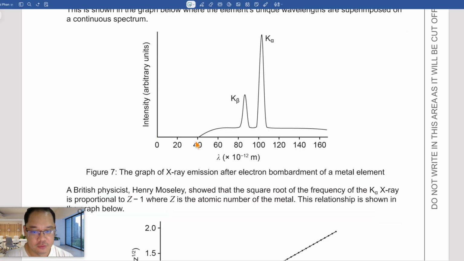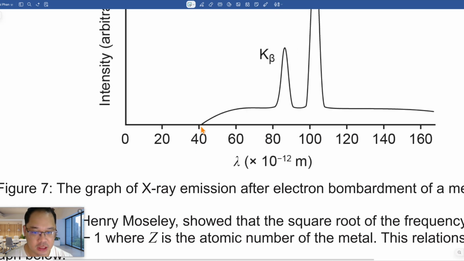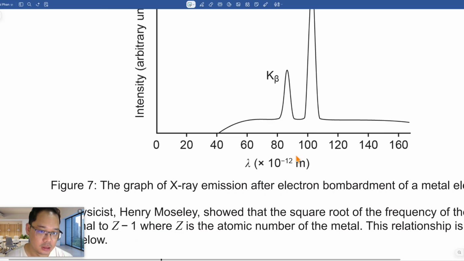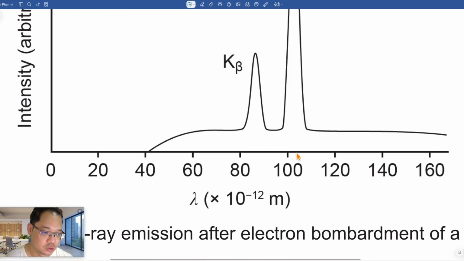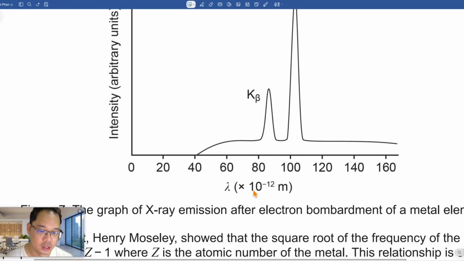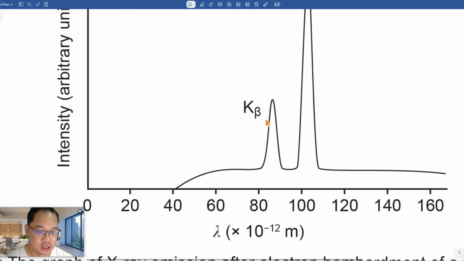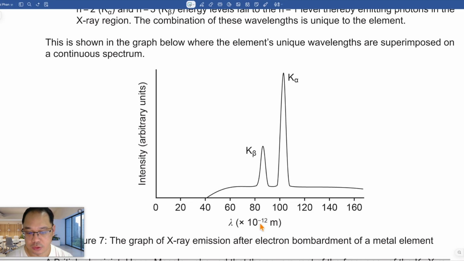We have the following graph with the minimum wavelength here, slightly greater than 40 times 10 to the power negative 12 meter. The K alpha wavelength corresponds to about 102. Do not forget the scale here, meter. And the K beta wavelength is about 86 times 10 to the power negative 12 meter.